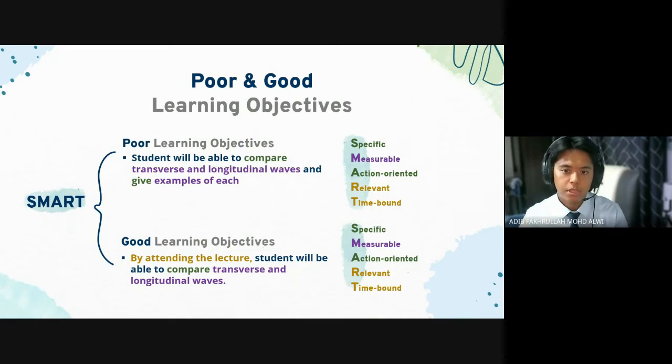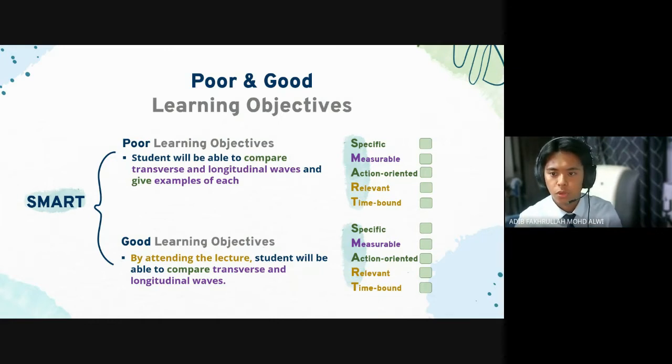Students will be able to compare transverse and longitudinal wave and give example of each. We need to know why this sentence is a poor learning objective. We need to check this using SMART components. Is it specific or not? We need to know the action verb used. It has compare and give, so it is action oriented. Is it specific enough? No, because it has two action verbs used in one sentence, so it is not specific.